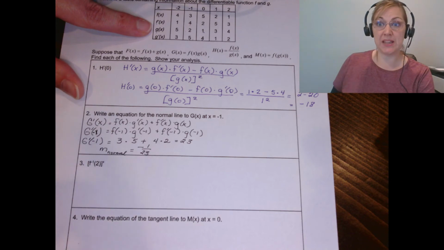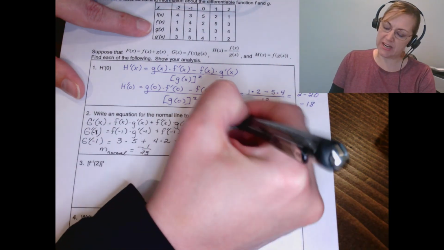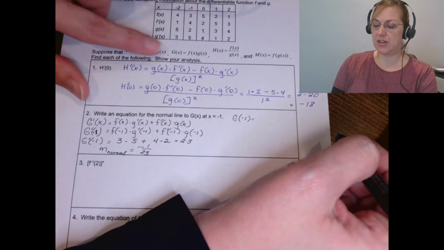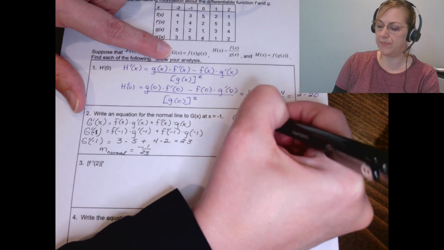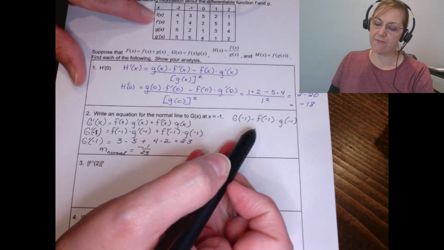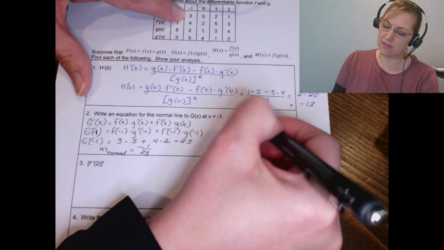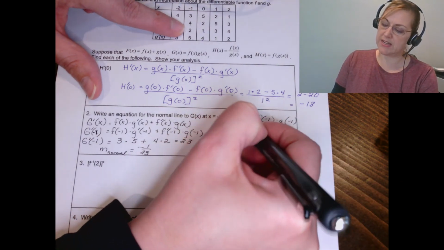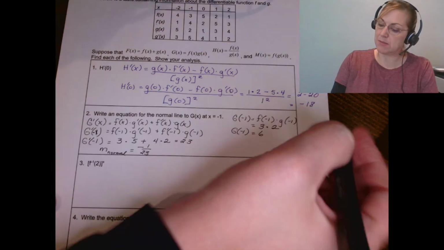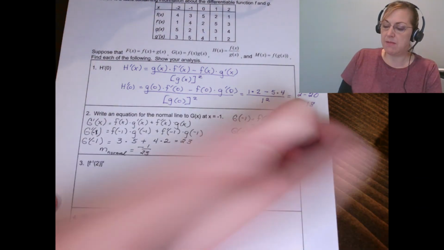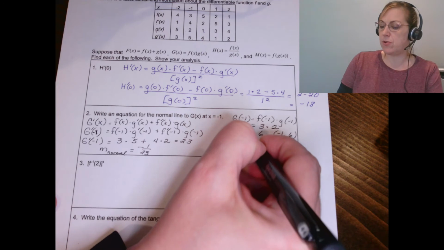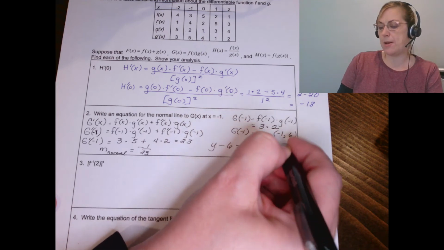Once we have the slope, then we need the point. So I need capital G of -1 also. Well, remember, G was f times little g. And we can get those values from the chart as well. So f of -1 is 3, and g of -1 is 2. So G of -1 is 6. Now I have my point. My point is -1, 6, and my slope is -1 over 23. So I got y minus 6 equals negative 1 over 23, x plus 1.